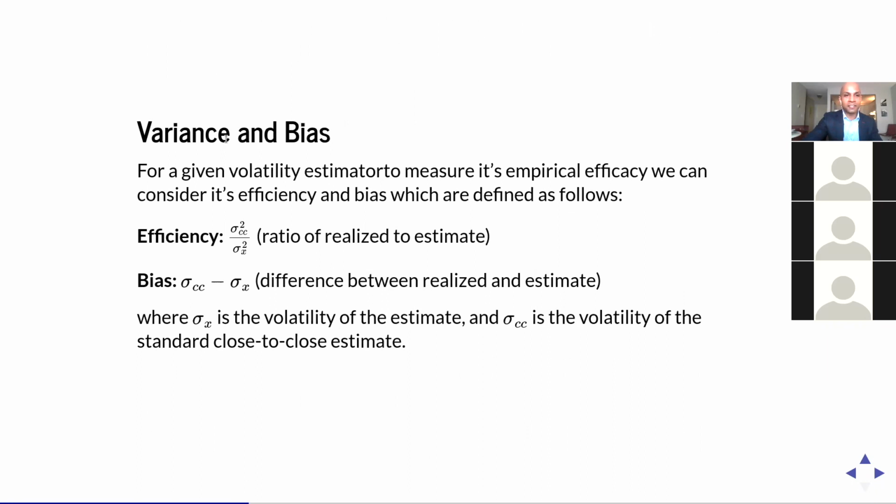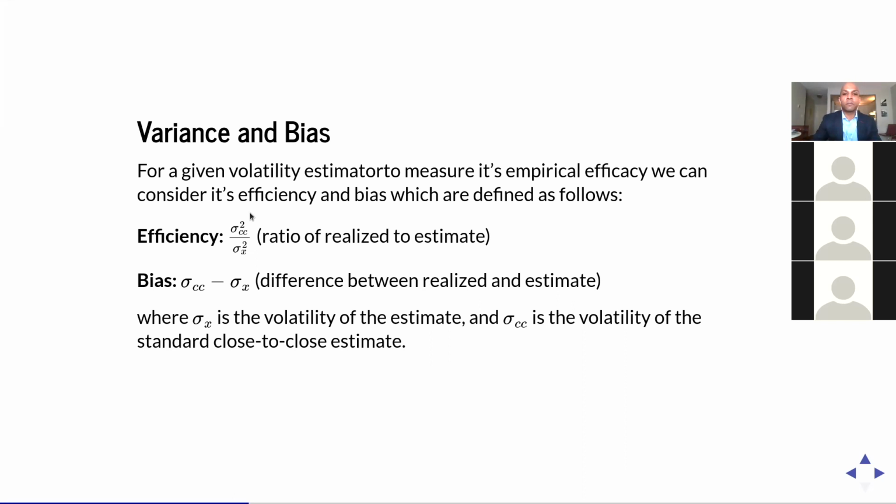This should actually say efficiency and bias. I think I've been in the machine learning literature too much. So when we have some estimator of future volatility, we could measure its efficacy in a couple of different ways. One is its efficiency, and one is bias. And here's how they're defined.